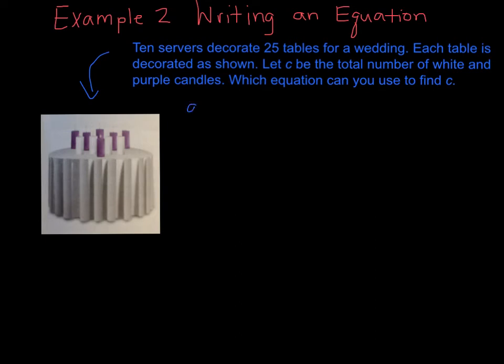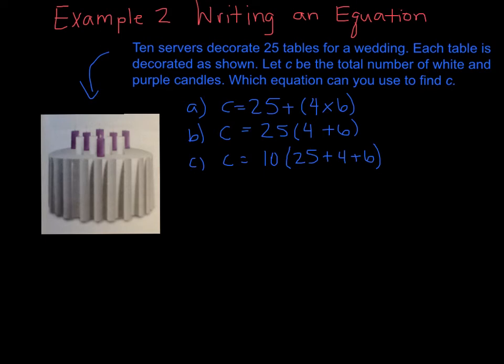They give you A, C equals 25 plus 4 times 6. B, C equals 25 times 4 plus 6, so a little bit different. C, C equals 10 times 25 plus 4 plus 6. And D, C equals 10 times 4 plus 6. So we need to figure out, we can eliminate a few of these just by the information we have.